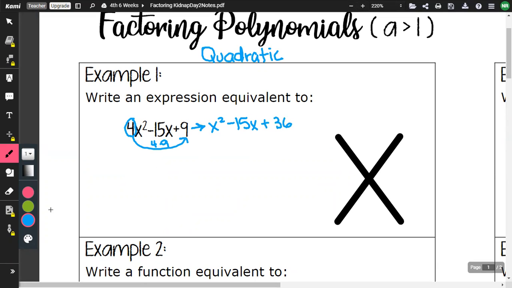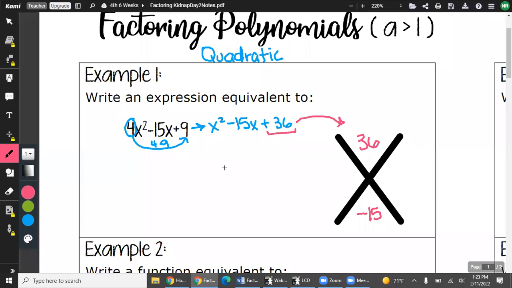Plus 36. Now we set up the diamond: the last number falls to the top. And which one goes on the bottom? Negative 15. Now, last number falls to the top, middle number, B, always goes in the bottom.